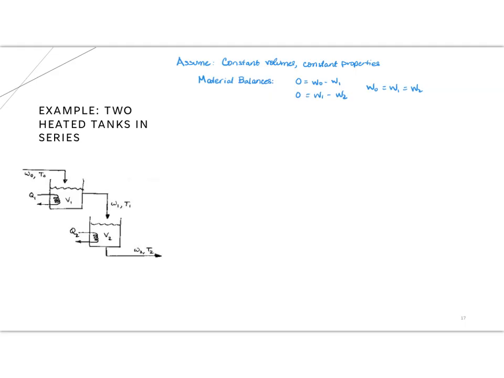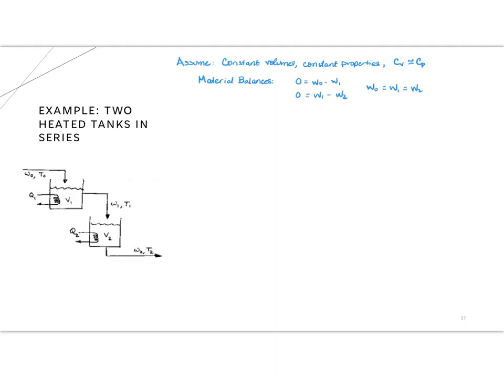Now, what about the energy balances? Again, we are assuming constant volumes and constant properties, and let's further assume that CV and CP are approximately equal. This would be the case of a liquid system. So I want to have the accumulation of energy as the energy flow in minus the energy flow out, plus my rate of heat transfer, Q1 or Q2, through those heating coils. Take a moment, pause the video, and write those balances.